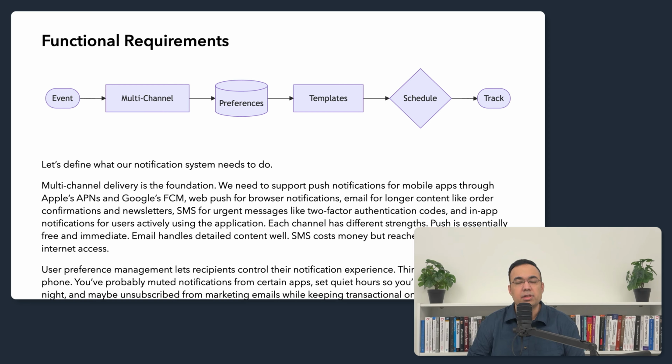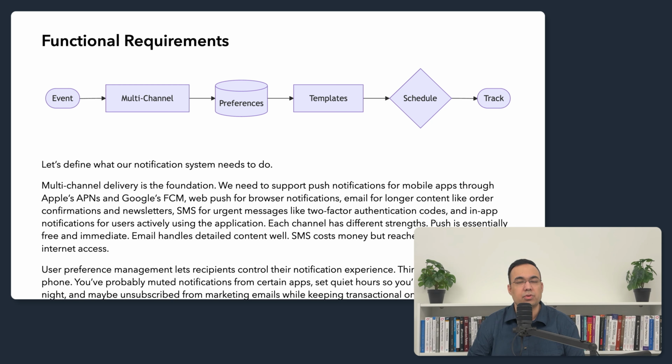Delivery visibility completes our requirements. For example, did each notification reach its intended recipient? Did users open the messages? Did users click the links? Such data feeds the analytics dashboards, helps debug delivery issues, and enables A/B experimentation.